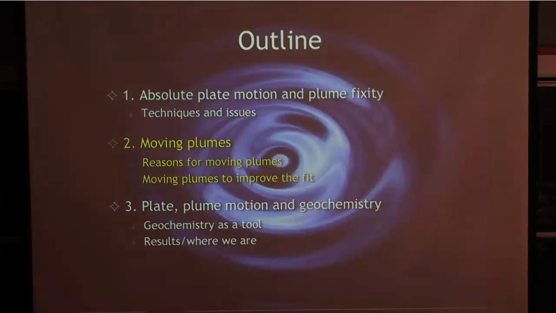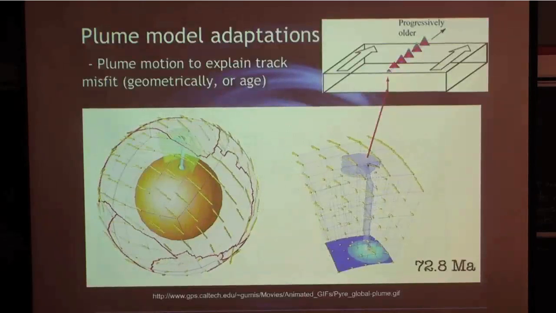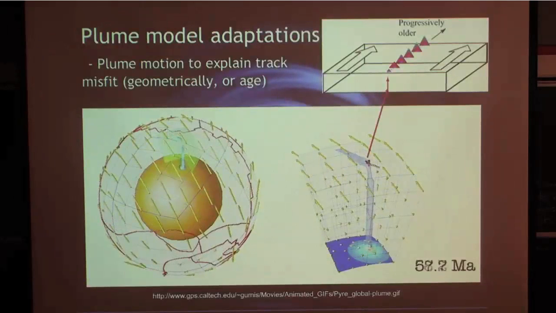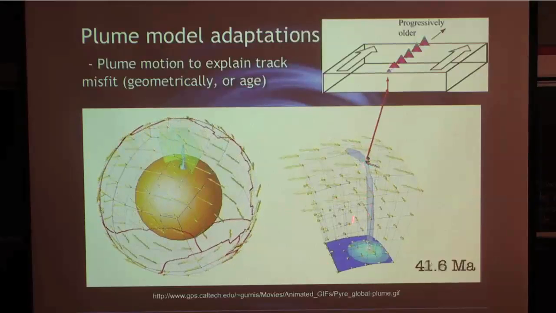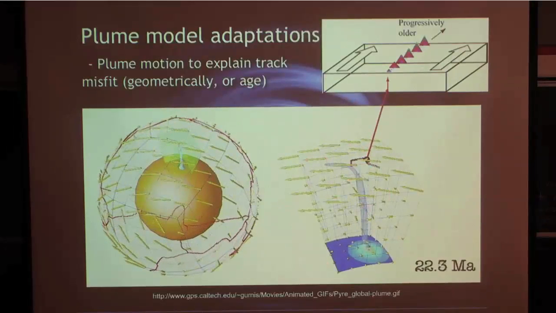All right. So we've moved our way through building an absolute plate motion model based on having fixed plumes. So now we'll move along into moving plumes. So first, gratuitous plume figure. I only put this in because it has a moving plume, not much else.